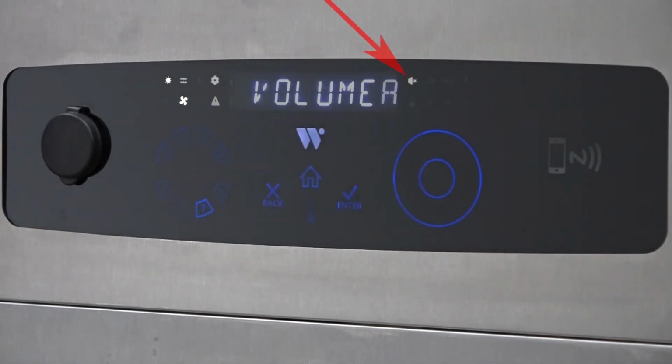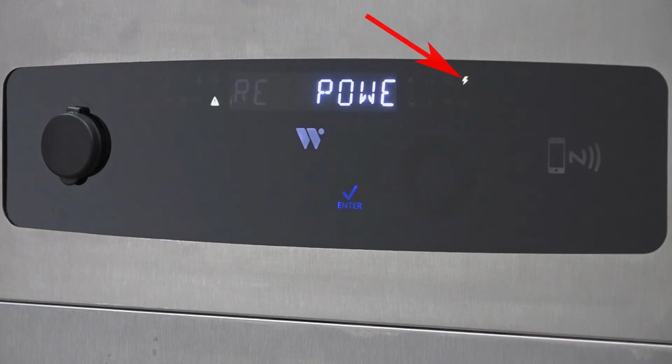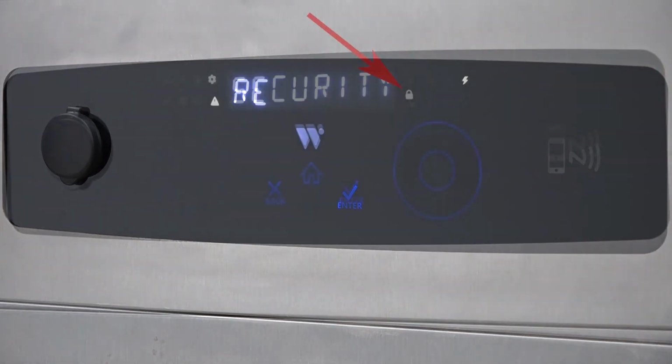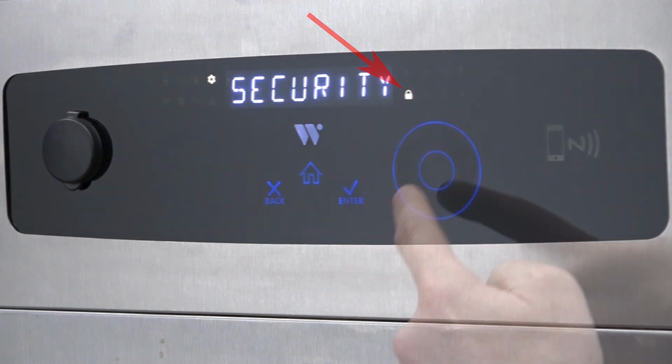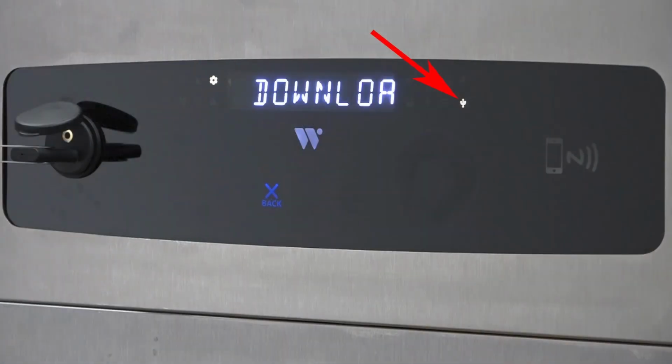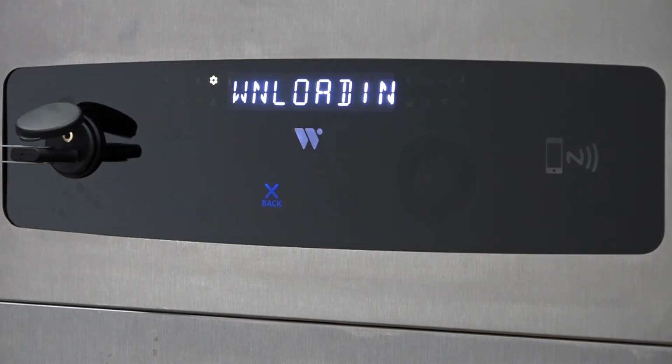To the right of the display, the speaker icon indicates when the speaker is muted. The lightning bolt icon indicates that there was a power failure. The padlock icon indicates that the security system has been activated. The USB icon indicates that the USB is in use.